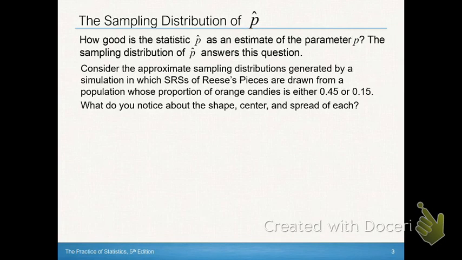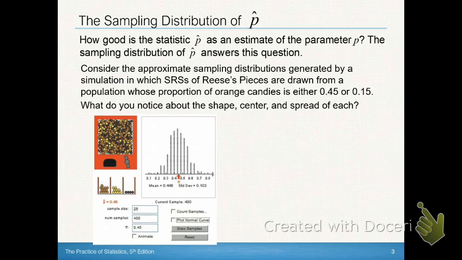In our last section of notes, we looked at the idea of a sampling distribution and some of its characteristics. Now we're really going to focus in on one specific type of sampling distribution, which is a sampling distribution for p-hat. So that means for sample proportions. What we're interested in when we look at sampling distributions is the shape, center, and spread.